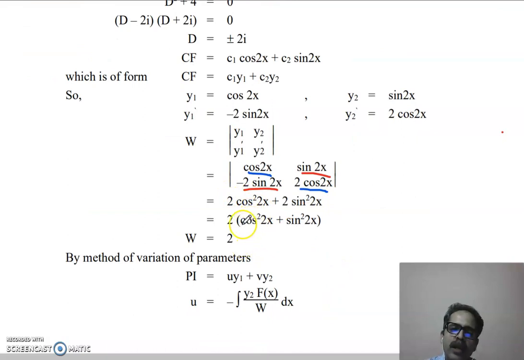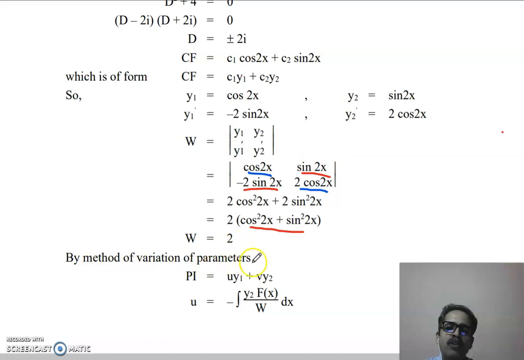You can see that 2 will be common between these two terms, and the quantity in the bracket is actually 1, because we know the formula cos square theta plus sin square theta is 1. The role of theta is played by 2x here. In this way we obtain the value of W.